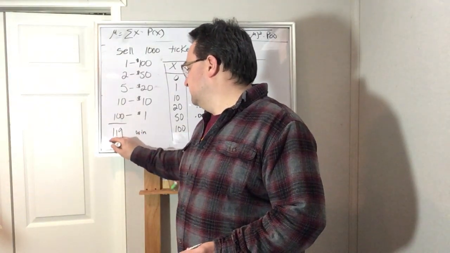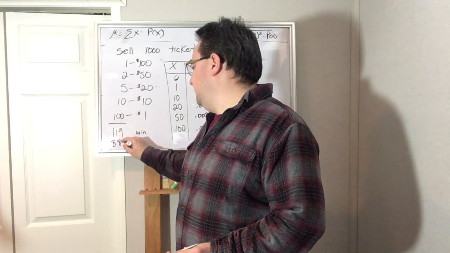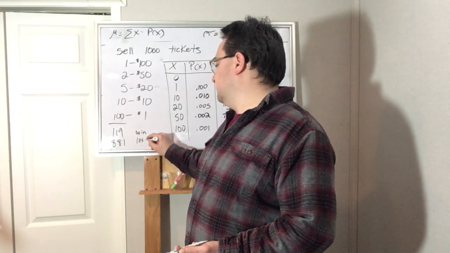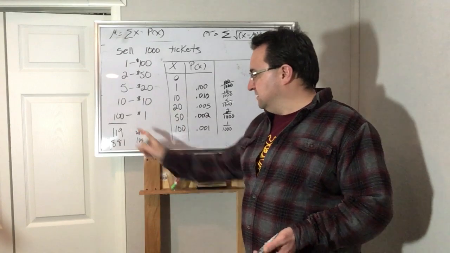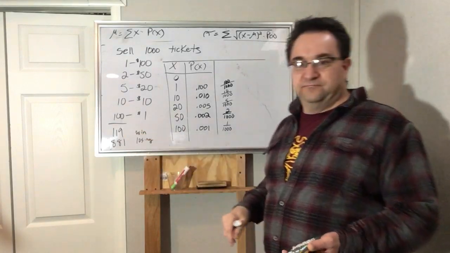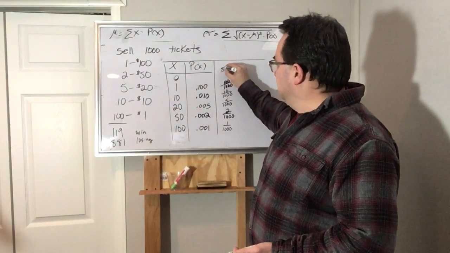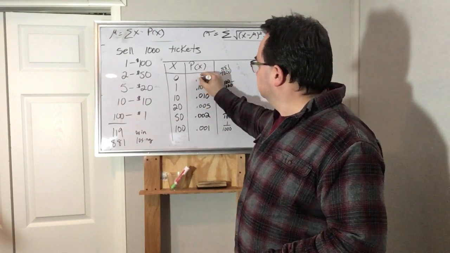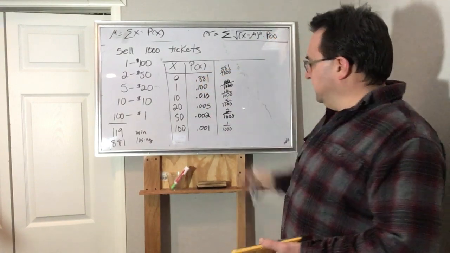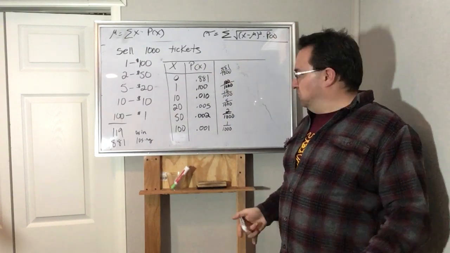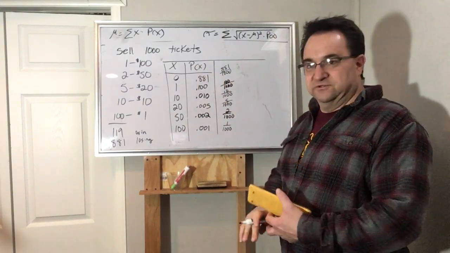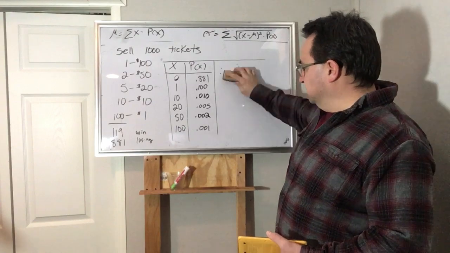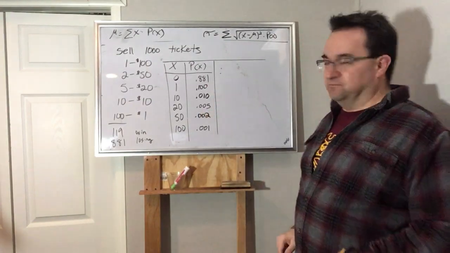So that means there's 881 losing tickets, meaning they don't win anything, right? Yeah. So that would be 881 tickets that don't win anything out of 1,000. And if you add those all up, those should be 1. That is my probability distribution. This was just work. Let's get rid of that. There's my distribution.